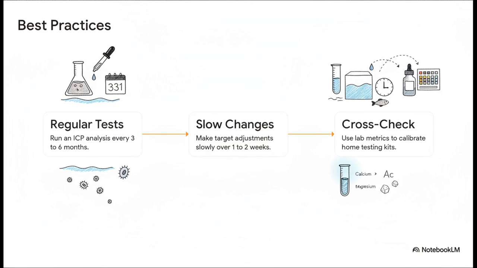And step 3, cross-check your home kits. You can use the highly accurate lab-confirmed calcium, magnesium, and salinity metrics from your ICP test to calibrate and double-check the accuracy of your daily home testing kits. That way, you know your day-to-day readings are actually trustworthy.